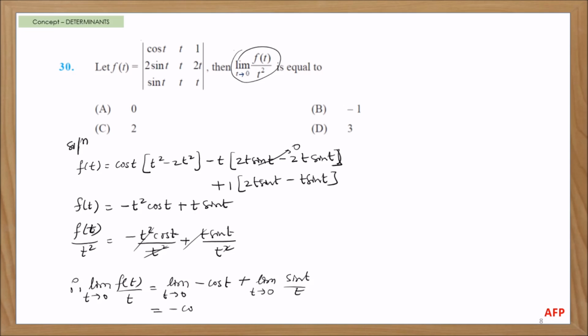Okay, so cos 0 is 1, and limit sin theta by theta as theta tends to 0 is equals to 1, which we can write as 1. So minus 1 plus 1 is equals to 0. We are having A as the option.